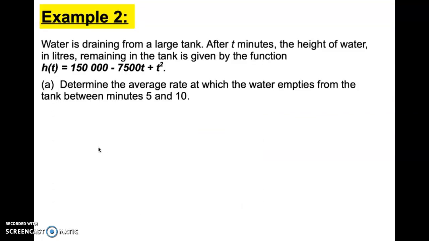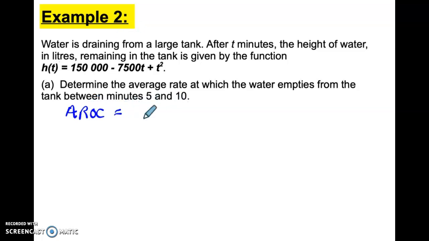So for example 2, we have that the water is draining from a large tank. After t minutes, the height of the water in liters remaining in the tank is given by the function h of t. For part A, they want us to determine the average rate of change at which the water empties between 5 and 10 minutes. So, 1, they told us it was average rate of change, but we would have also known that because they're actually giving us the interval of time. Okay, so they're telling us it's between 5 and 10. That means automatically it is average rate of change. So we're going to find IROC.